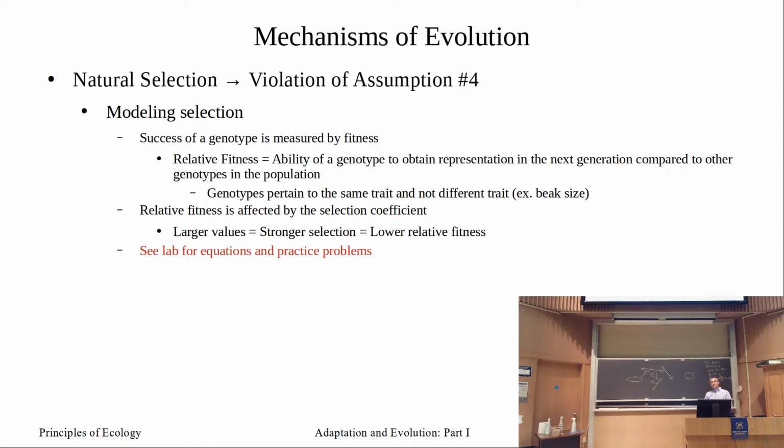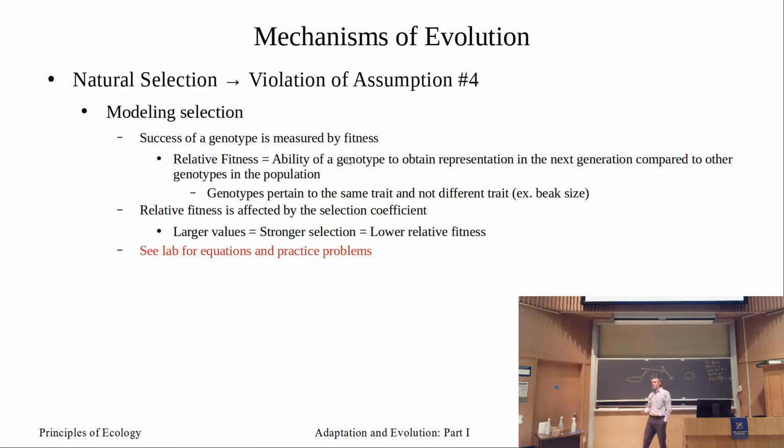All right, we can kind of translate that to a term called fitness. So we already kind of defined what fitness was, right? It's the ability to survive and reproduce, get our genes into the next generation. Well, relative fitness is basically the same term. It's the ability of a genotype to obtain representation in the next generation. But now it's going to be compared to other genotypes in our population. So it's not just a single number.